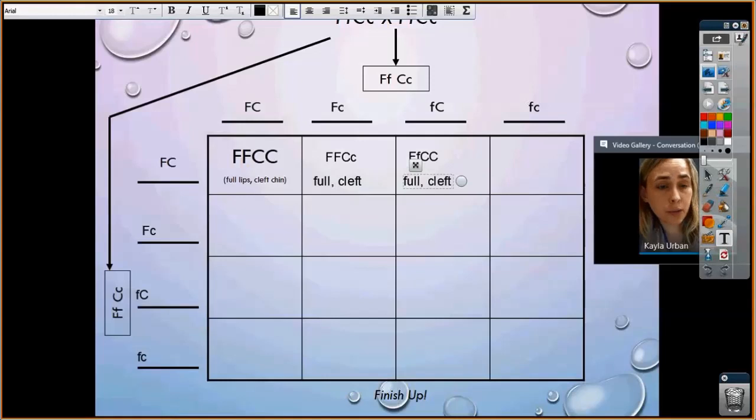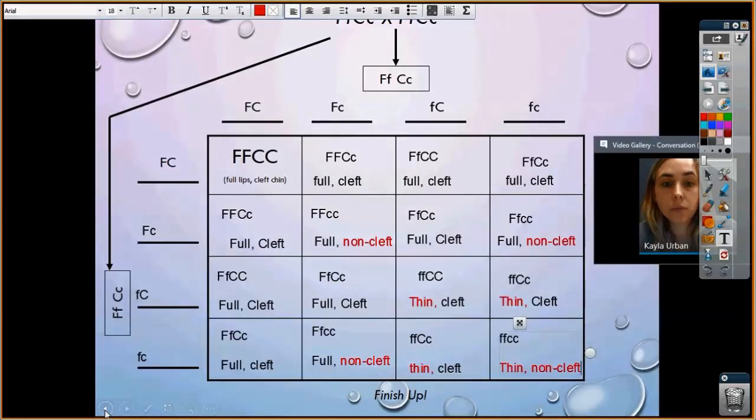But we're going to be doing examples of this in class, and I want you to be able to do it. You should have your genotypes in each box with the F's and the C's together, and you should have underneath it whether they have full or thin lips, cleft or non-cleft chin. And then we're going to talk about the ratios of everything. Okay, at this point, go ahead and take a moment to check your work, and I'm going to clear everything off before we move on.